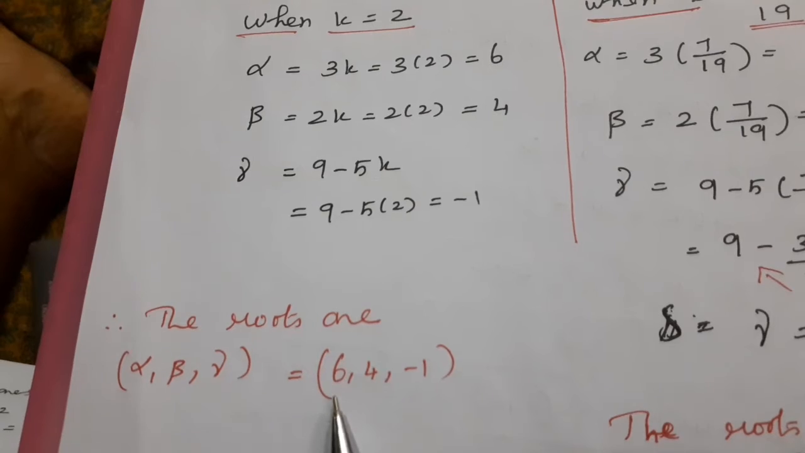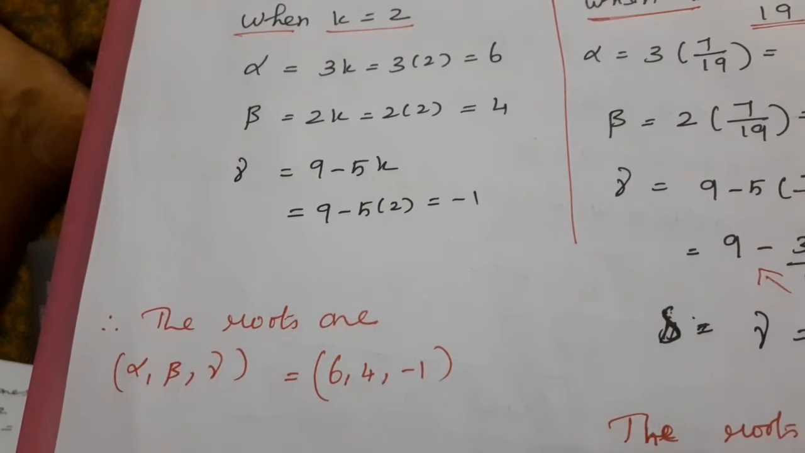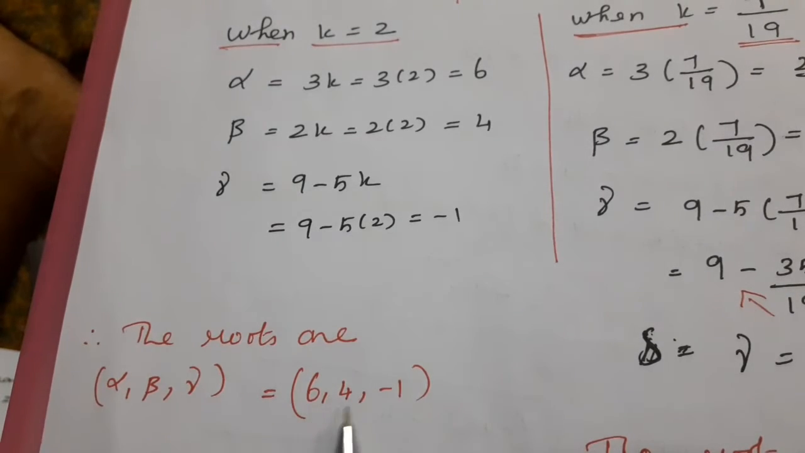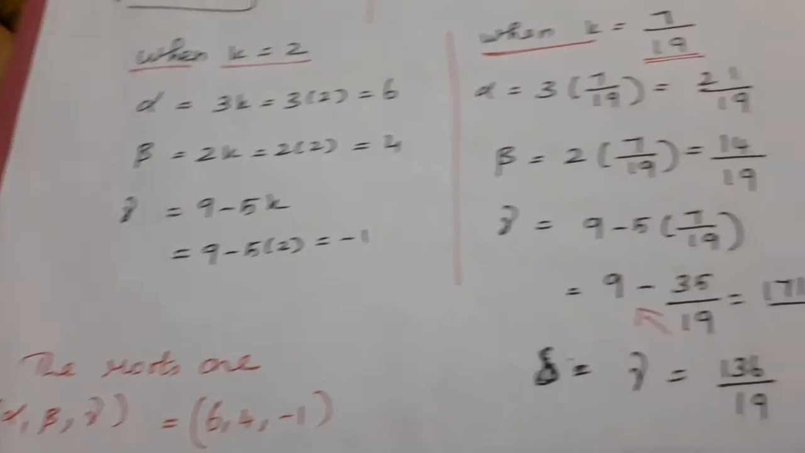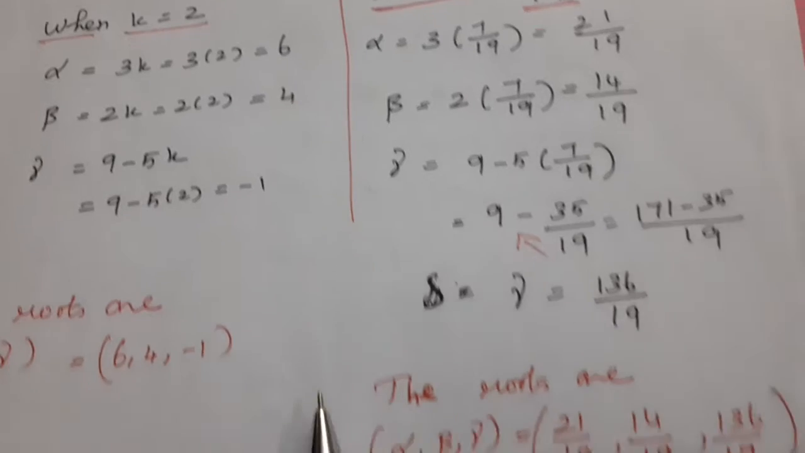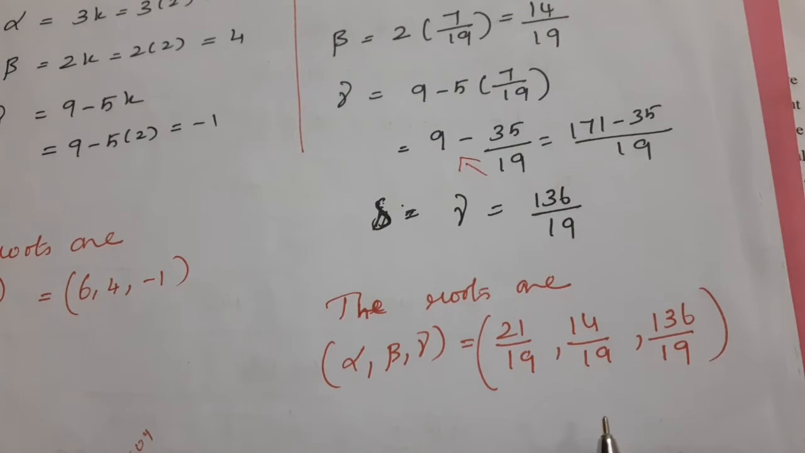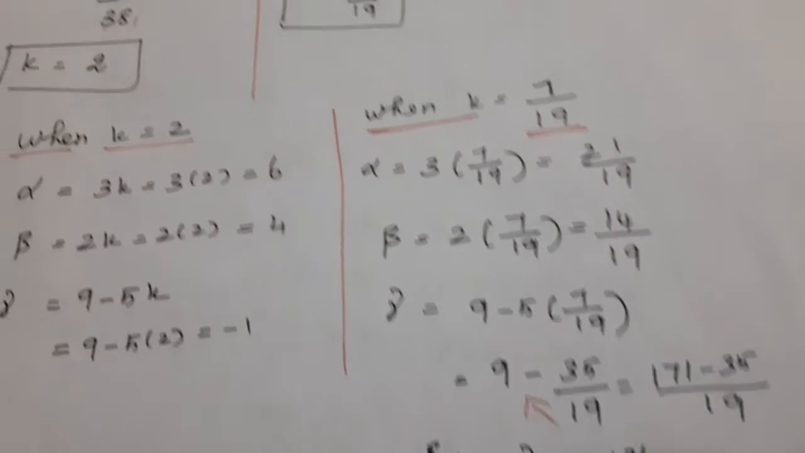If k equal to 2, the result we get is 6, 4, minus 1. If k equal to 7 by 19, the roots alpha, beta, gamma are 21 by 19, 14 by 19, 136 by 19. These are very important sums for you.